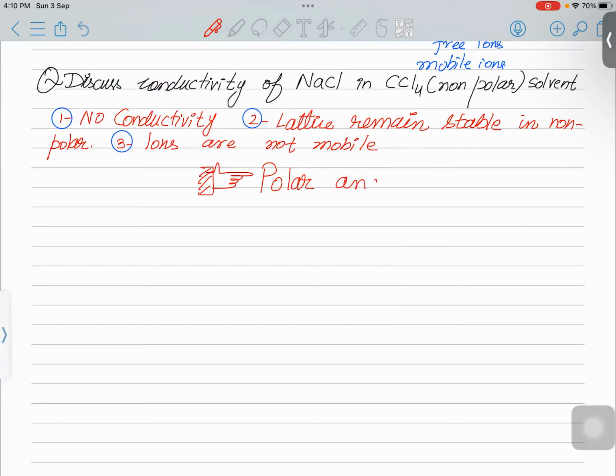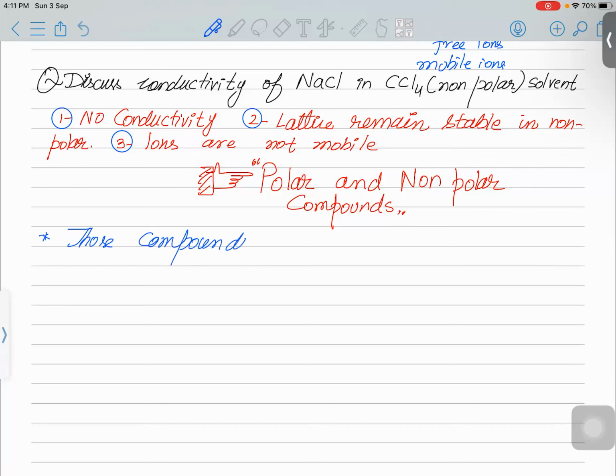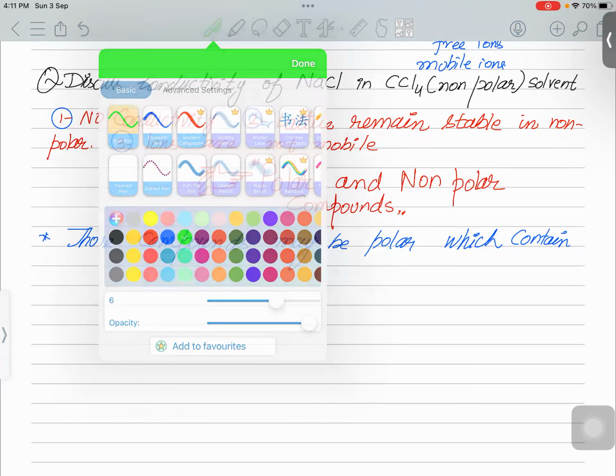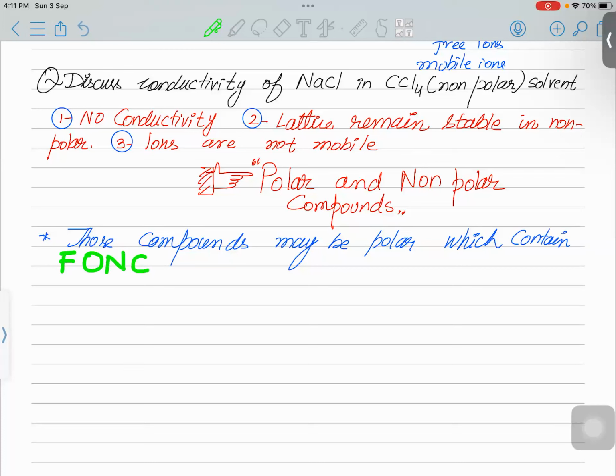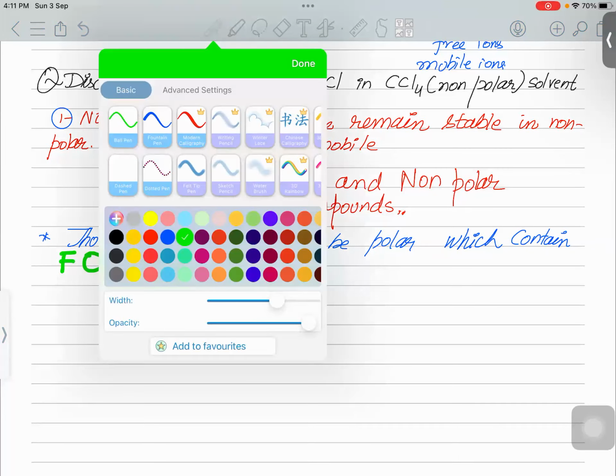Polar and non-polar compounds. Always remember, those compounds may be polar which contain fluorine, oxygen, nitrogen, chlorine, bromine.